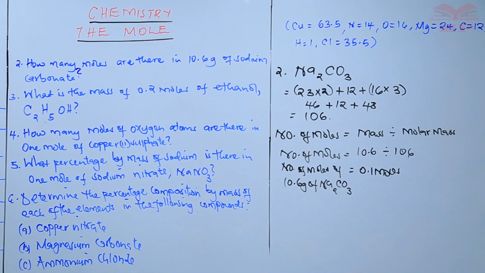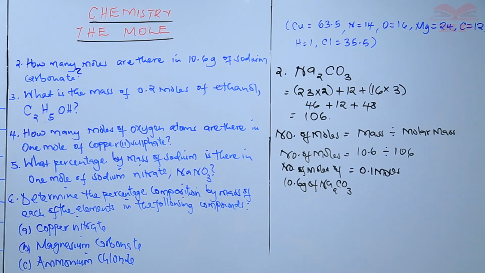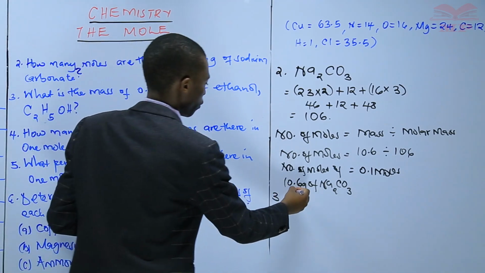Now I want us to do question number 3, and then questions number 4 and 5 will be the last ones. Question number 3 is, what is the mass of 0.2 moles of ethanol? This is the formula of ethanol.